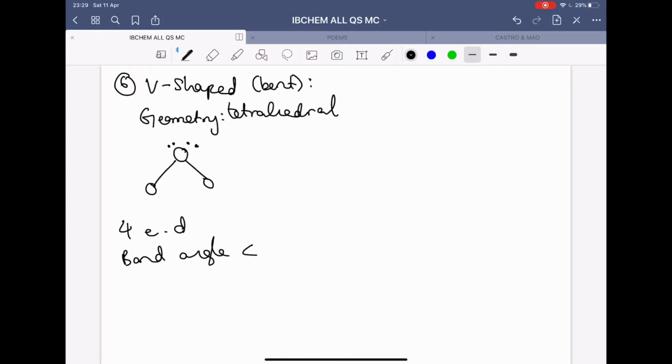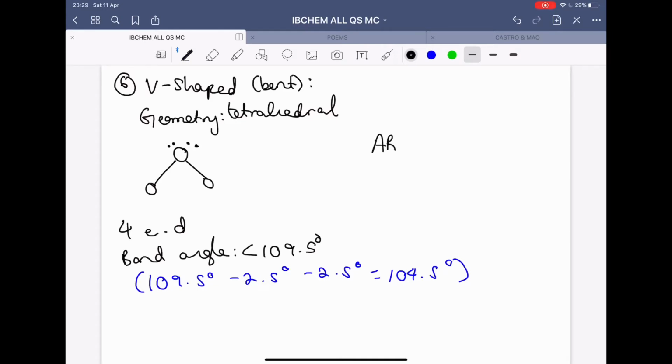So the geometry is going to be tetrahedral, but the shape is going to be V-shaped because those 2 lone pairs are pushing the other 2 bonded pairs closer together. 4 electron domains, bond angle being less than 109.5. Here's the maths again, remembering minus 2.5 per lone pair. The overall structure of this molecule is AB2E2, E2 being 2 lone pairs of electrons.